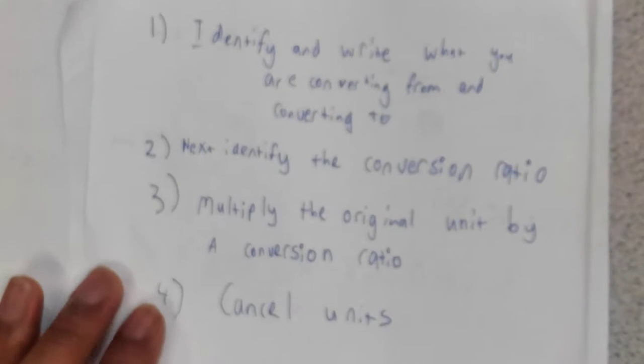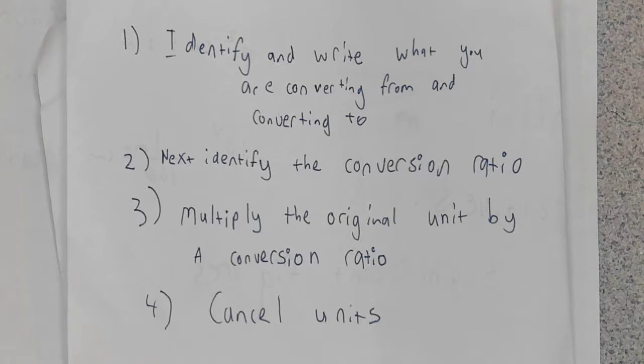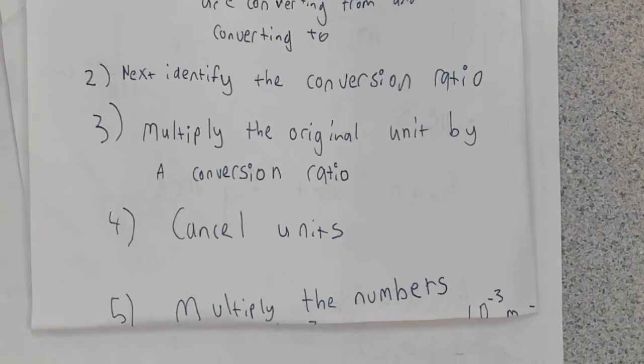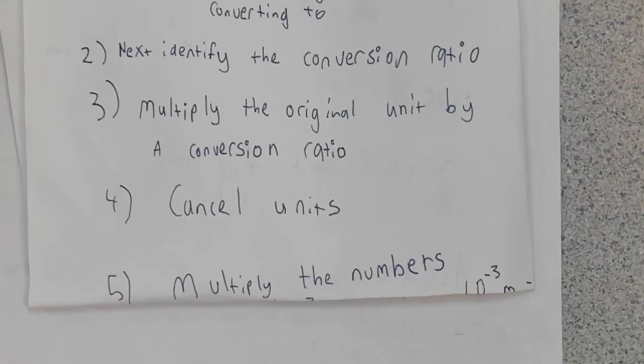So here it is. It's 5 steps. Step number 1, identify what you are converting from and converting to. Step number 2, next identify the conversion ratio. Step number 3, multiply the original unit by a conversion ratio. Step number 4, cancel units. Step number 5, multiply the numbers.